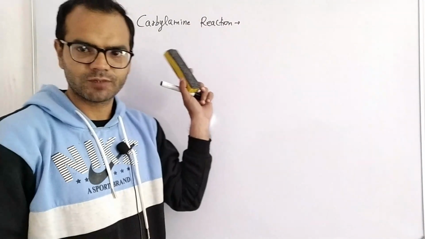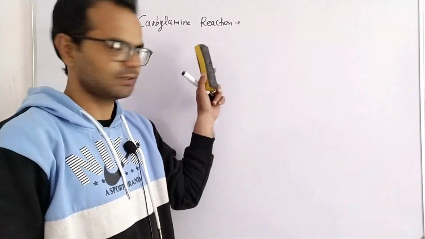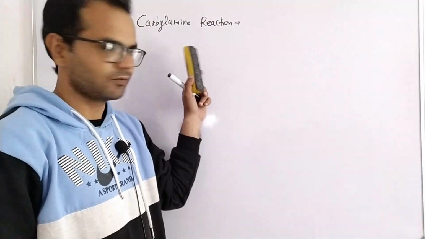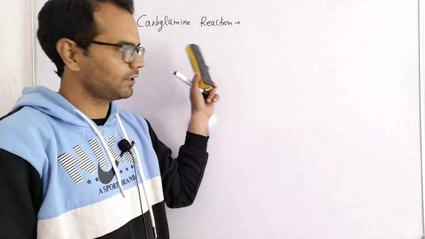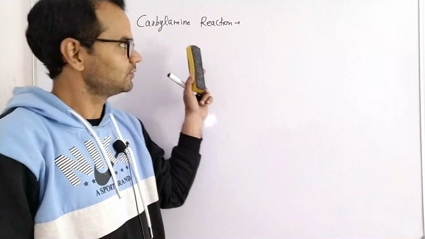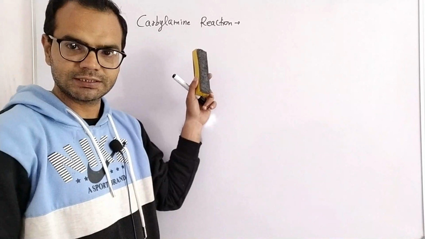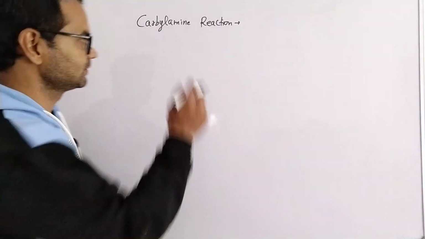Today we'll discuss the carbylamine reaction for class 12 under the chapter amines. It is one of the most important reactions of the chapter, a repeated question in CBSE exams. So what is this carbylamine reaction? It is also known as the isocyanide test of amines.